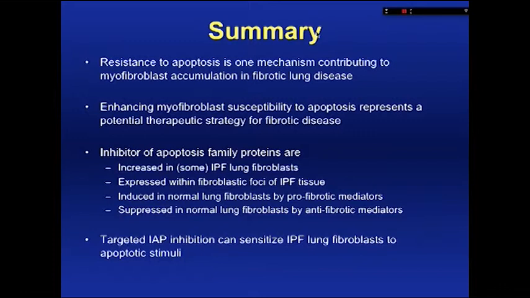We've shown that inhibitor of apoptosis family proteins are increased, at least in some IPF lung fibroblasts. They're expressed within the fibroblastic foci of IPF lung tissue. They're induced in normal lung fibroblasts by pro-fibrotic mediators, and they're suppressed in normal lung fibroblasts by anti-fibrotic mediators. So targeted IAP inhibition can sensitize IPF lung fibroblasts to apoptotic stimuli, and this warrants further investigation.